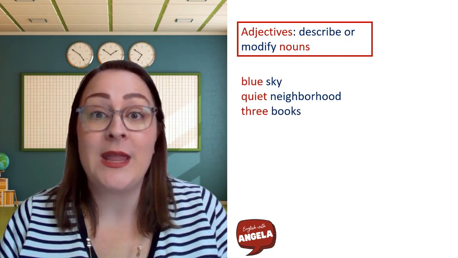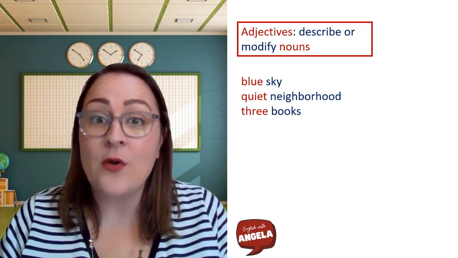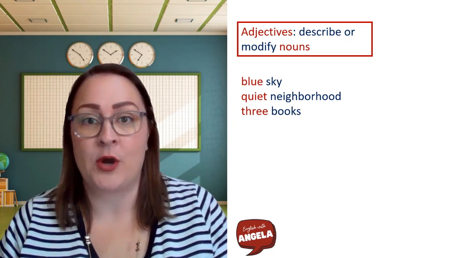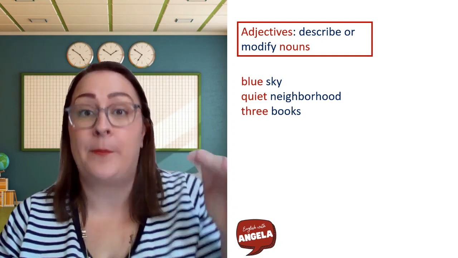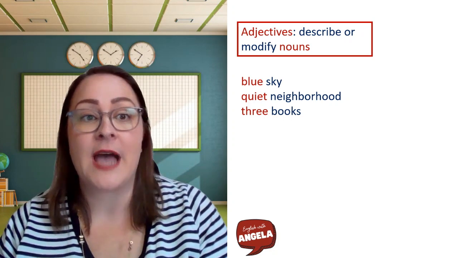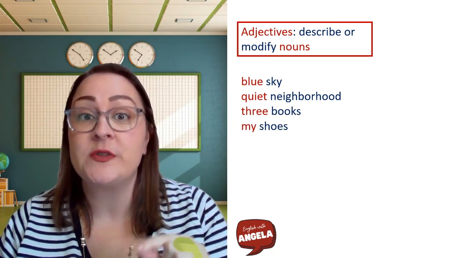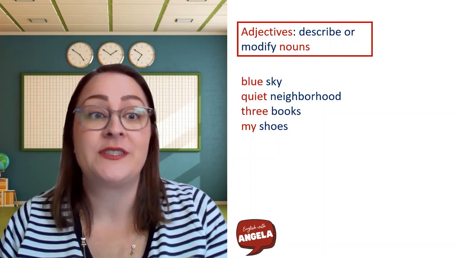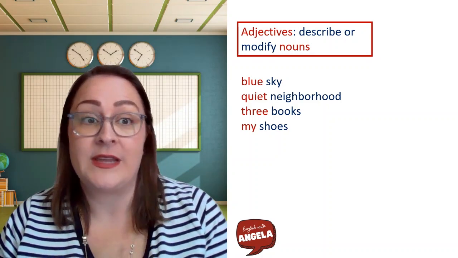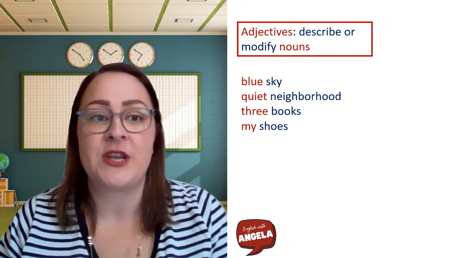How about 3 books? So books is our noun, and we're saying how many books? 4 books, 10 books, big books, small books. Those are all adjectives for nouns. How about my shoes? So we're saying whose shoes? My shoes. Yeah, we could say red shoes. We could say their shoes. Yeah, that's the adjective. It gives us more information about the noun.